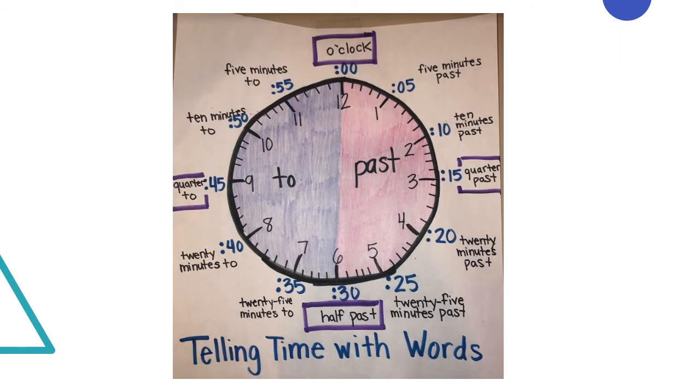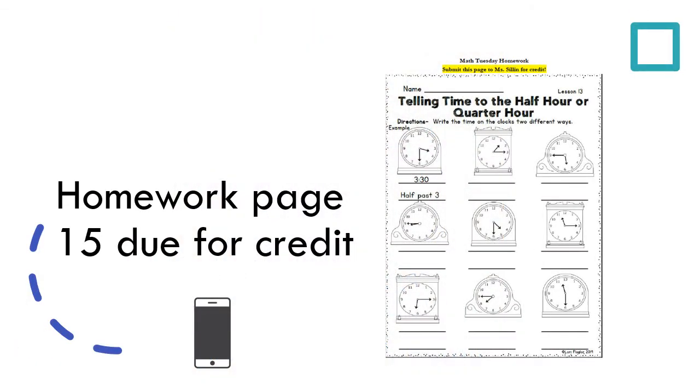Here is a reminder for all the different words that we could use around the clock. And then I am also giving you hints about how to read the minutes around the clock. Please turn in your homework for credit once you are done with it. So on page 15, you are telling time to the half hour or quarter hour, and I need you to write it 2 different ways again. So the digital time and then the word way.